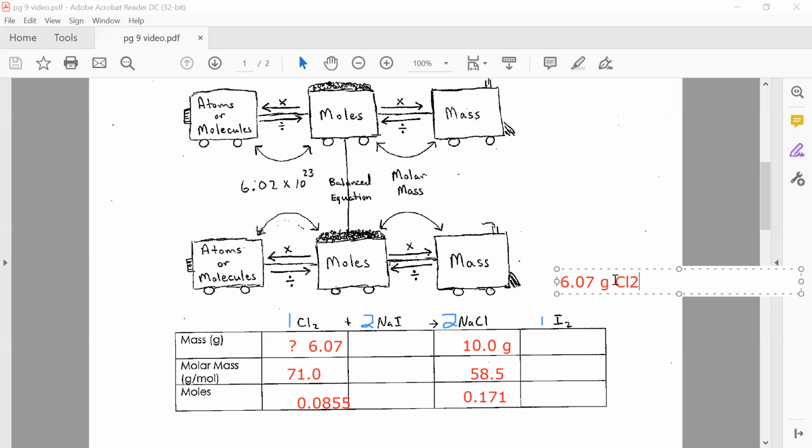So notice the same answer. This would be a modified chart style, just dealing with the 2 columns that you need to deal with to answer this question.